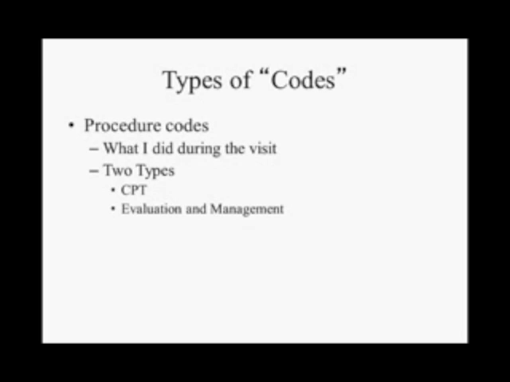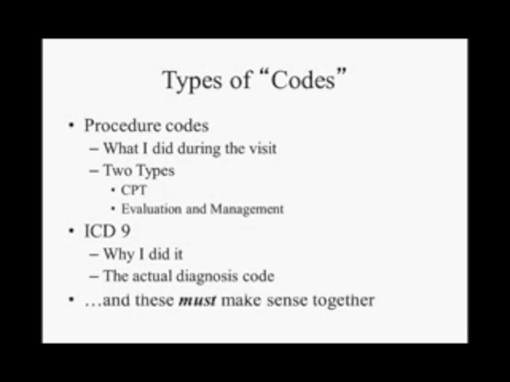So again, let's discuss the types of CPT codes. Procedure codes tell us what I did during the visit. There are two types, CPT codes for the procedures and E&M or Evaluation and Management codes. Then we have the ICD-9 codes, which tell us why I did it. Basically the diagnosis, the actual diagnosis of the patient's conditions. And these two must make sense together. Of course, if you see a patient for abdominal pain and your diagnosis has to do with hypertension, then they will question, well, why are you treating abdominal pain, but the patient doesn't have any diagnosis for anything having to do with the abdomen.